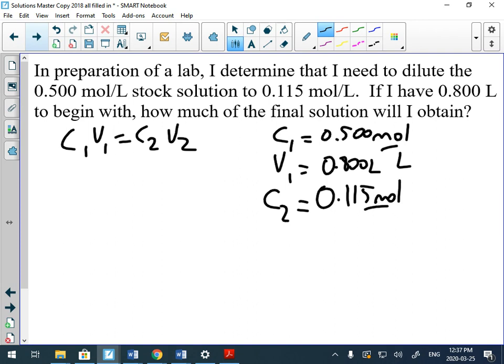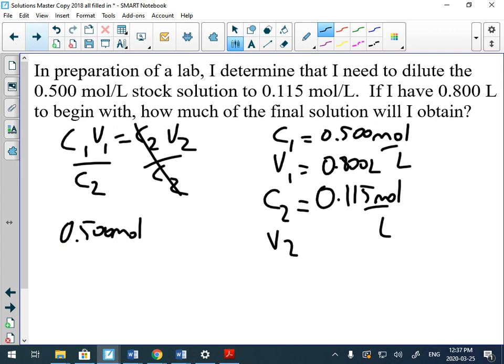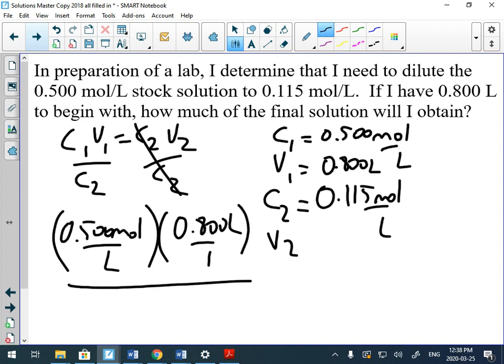That's how you know if you've done this right: C1 should be a bigger number than C2, because your C1 is your concentrated amount, higher concentration. We don't know V2. So let's rearrange for V2. Keep V2 on by itself, divide both sides by C2. There we go. That's our rearranged formula. We throw our numbers in there. 0.5 mole per liter times 0.8 liters, because that's our V1, divided by 0.115 mole per liter.